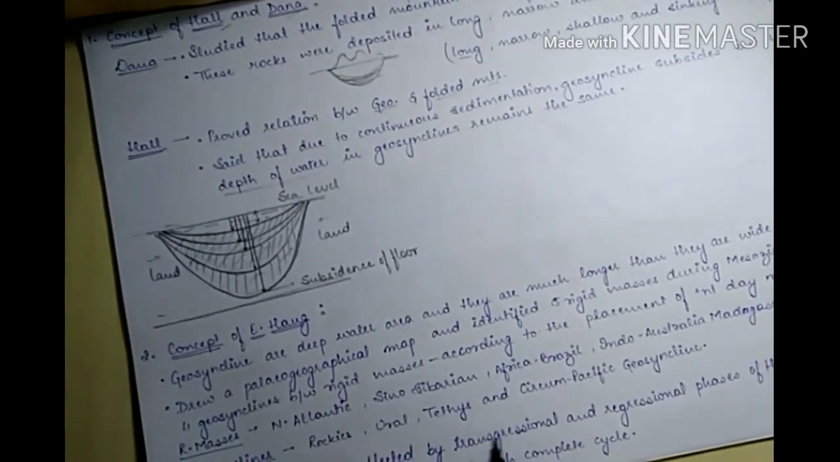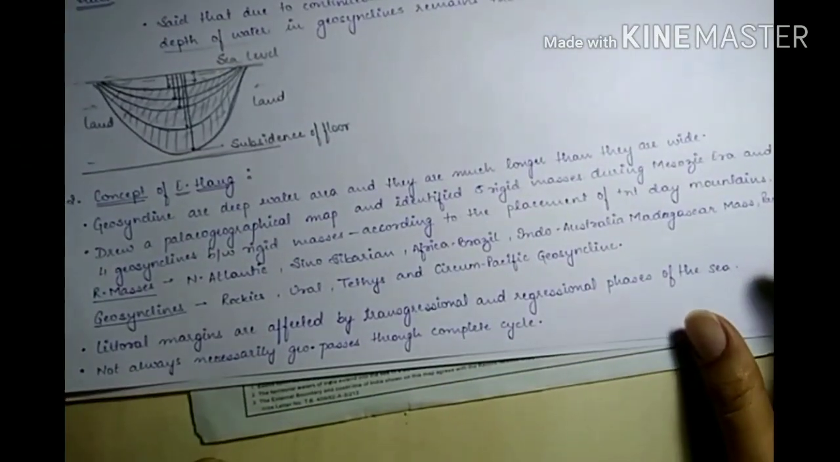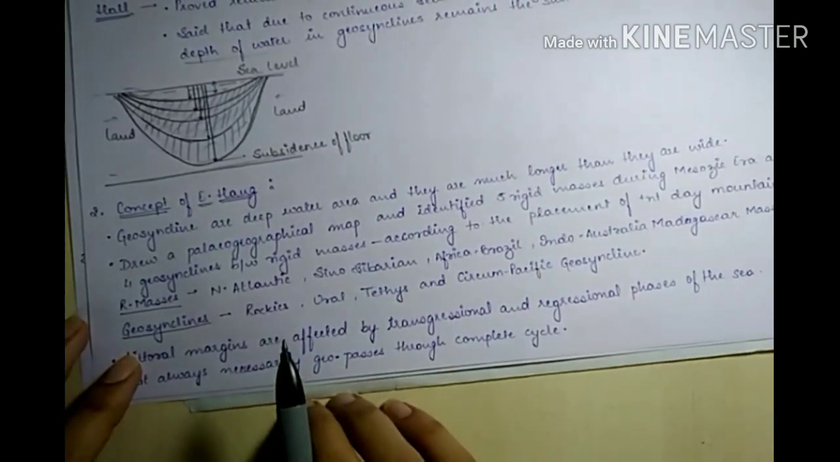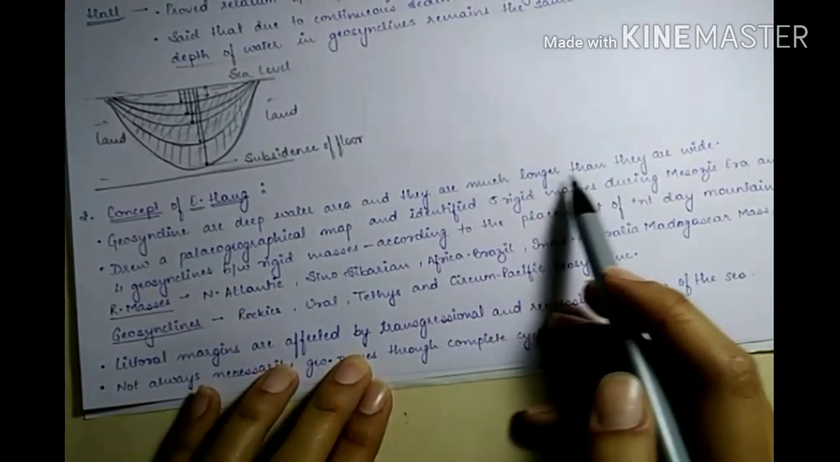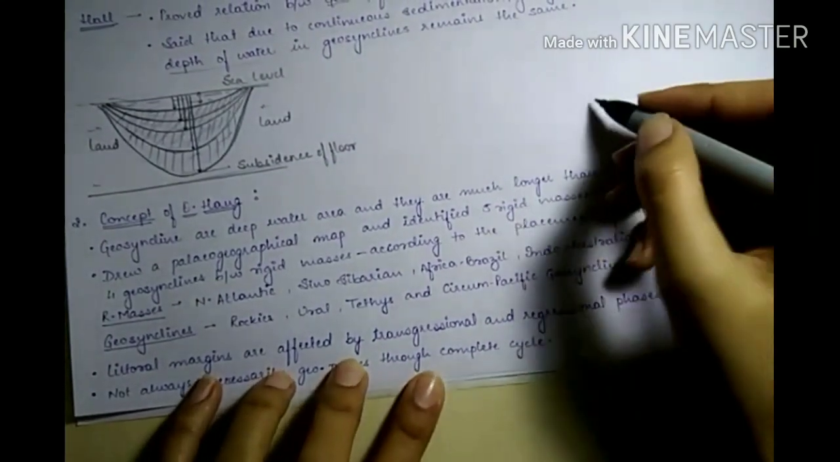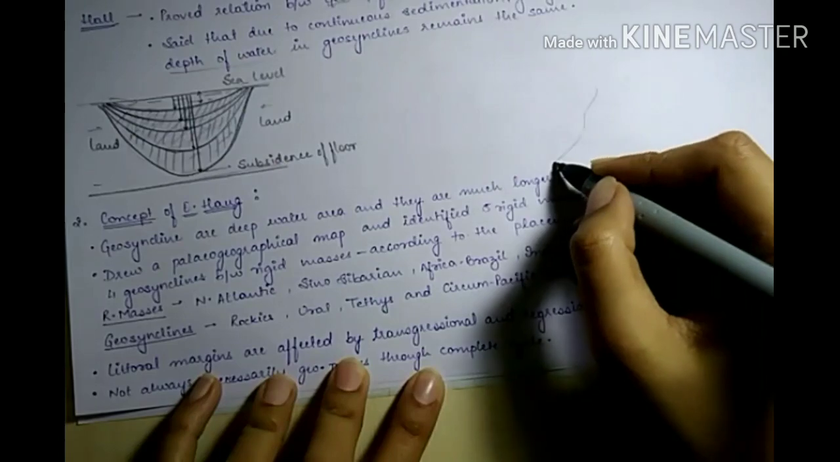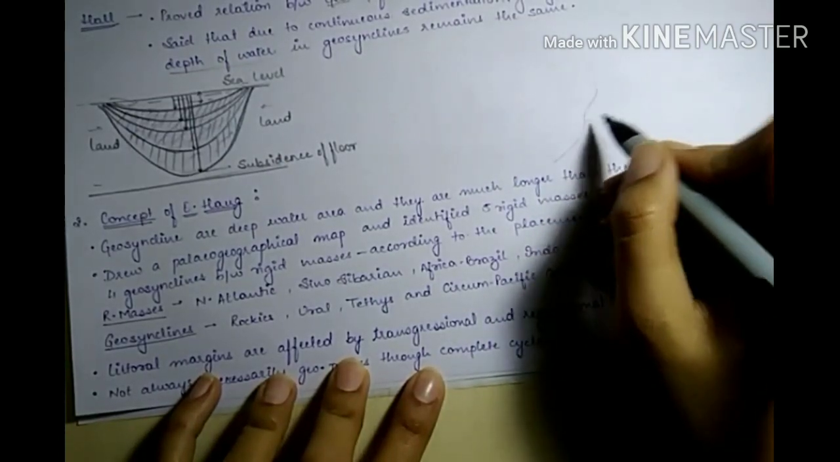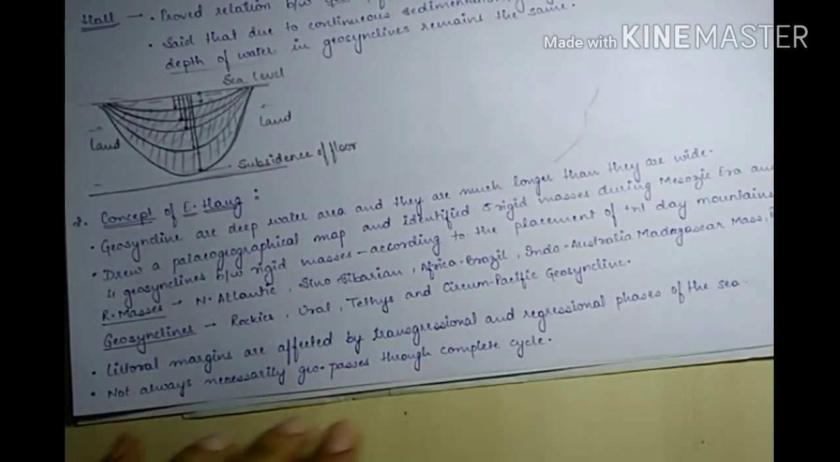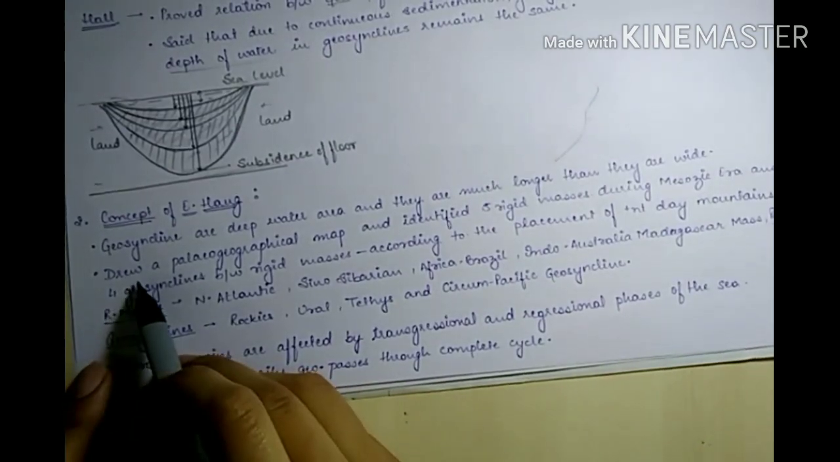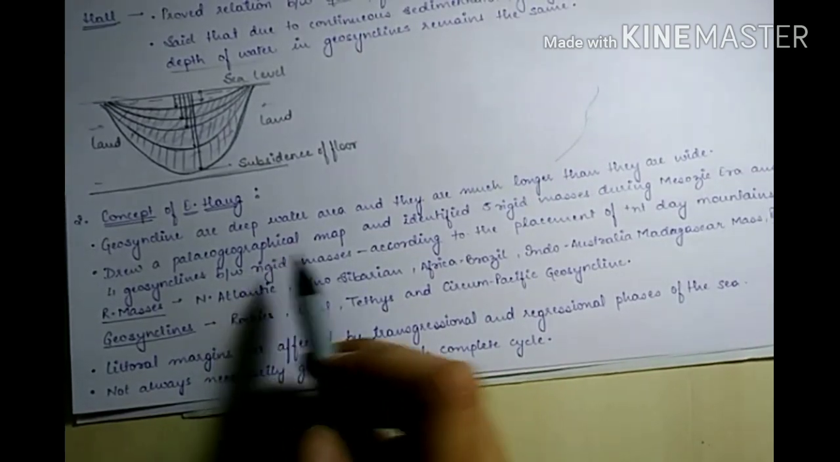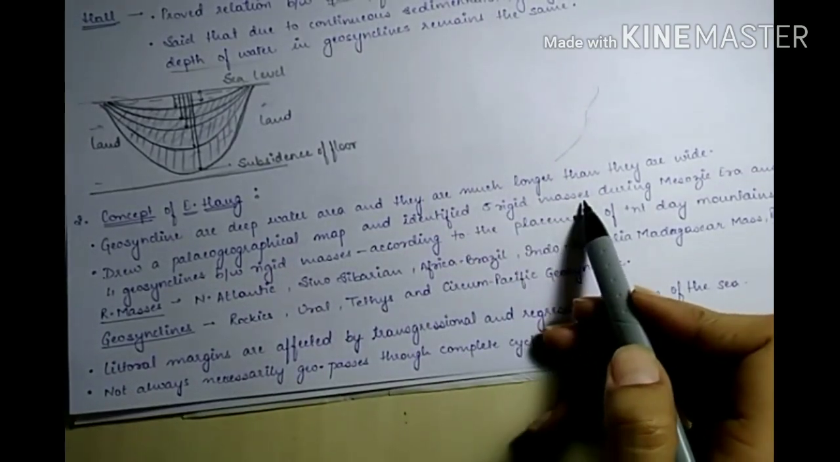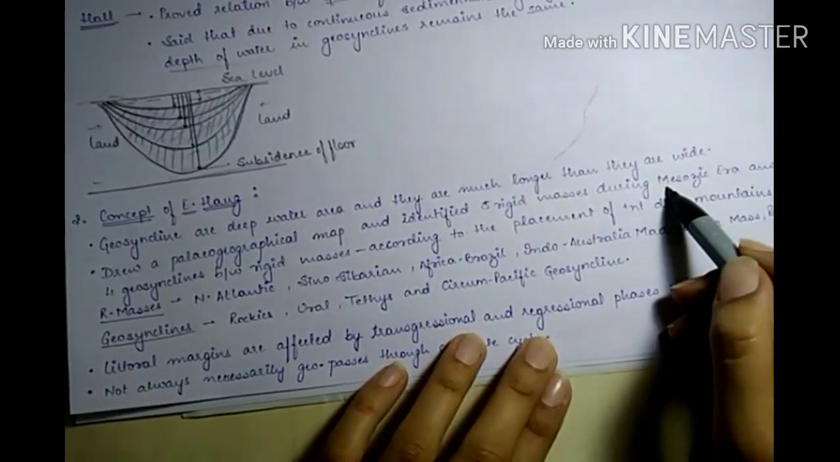Now next, we come to the concept of Haug. Haug said that geosynclines are deep water areas and they are much longer than they are wide. So their length is more and their width is much less than their length. He drew a paleogeographical map, and he identified five rigid masses of the Mesozoic era.